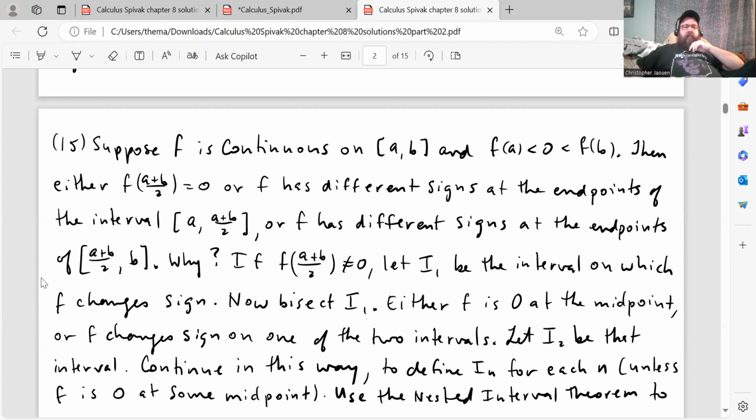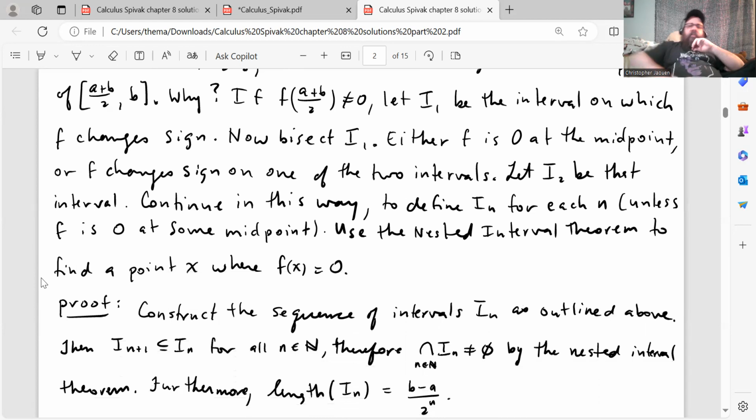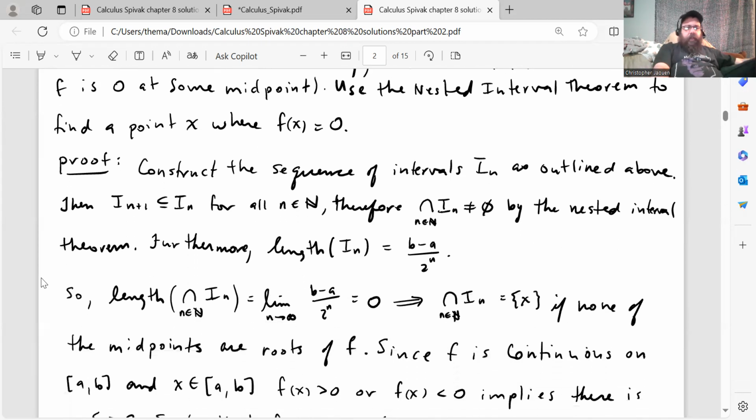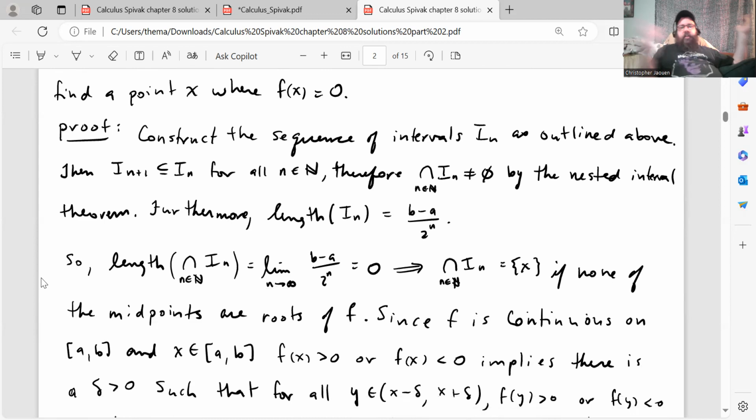So if f((a+b)/2) is not 0, let I_1 be the interval on which f changes sign. Now bisect I_1. Either f is 0 at the midpoint or f changes sign on one of the two intervals. Let I_2 be that interval. Continue in this way to define I_n for each n unless f is 0 at some midpoint. Use the nested interval theorem to find a point x where f(x) equals 0. So here's my proof. He pretty much tells you how to do it in the question, but here's my proof.